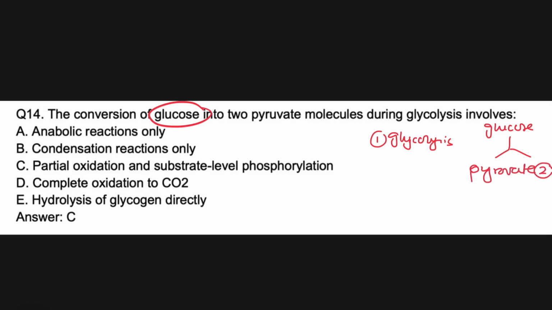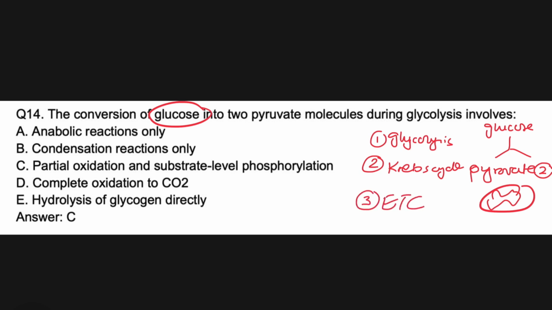Okay, so you form 2 molecules of pyruvate, and then these pyruvates enter the mitochondrial matrix, where step number 2, the Krebs cycle, happens. So glycolysis is happening in the cytoplasm, the Krebs cycle is happening in the mitochondrial matrix, and the 3rd step is the electron transport chain, which happens in the inner mitochondrial membrane, also called the crista. So this is the electron transport chain or oxidative chain, where you produce more ATP.